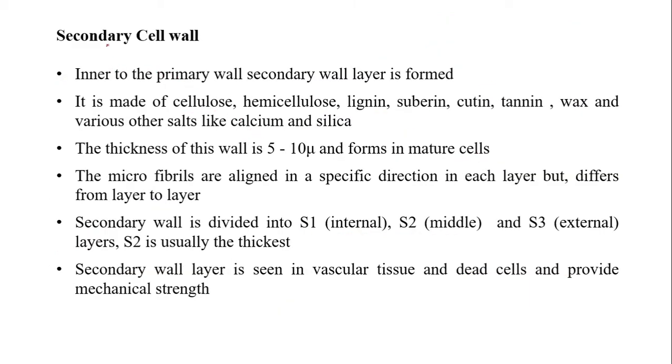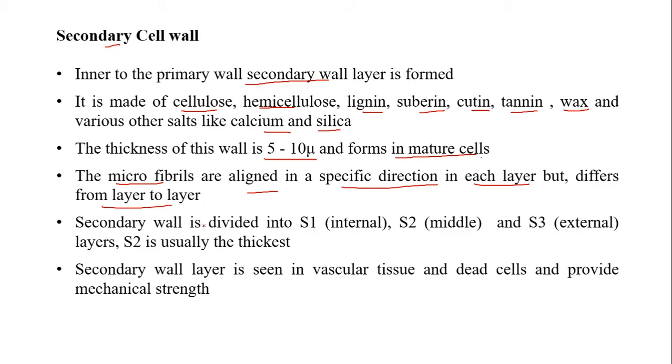Now the secondary wall. Inner to the primary wall is the secondary wall. This is also made up of cellulose, hemicellulose, but you also find lignin, suberin, cutin, tannin, waxes and salts like calcium and silica. The thickness of this wall is around 5 to 10 micrometers and they are seen in mature cells. In the young condition, only the primary wall is seen. As the cell differentiates and grows, the secondary wall layers are formed. The microfibrils are aligned in a specific direction in each layer, but this alignment differs from layer to layer.